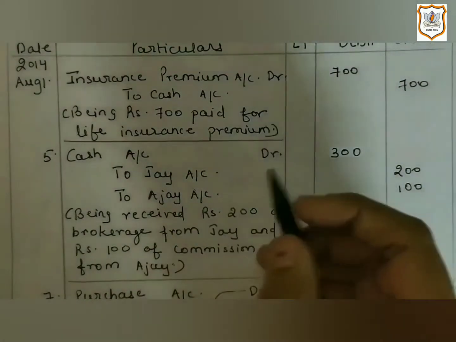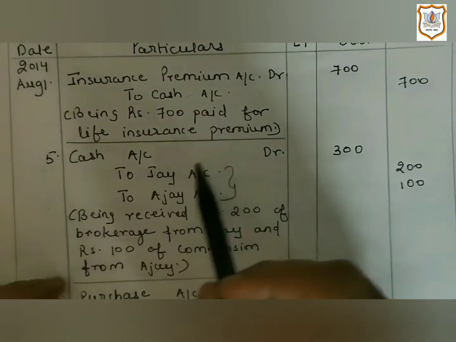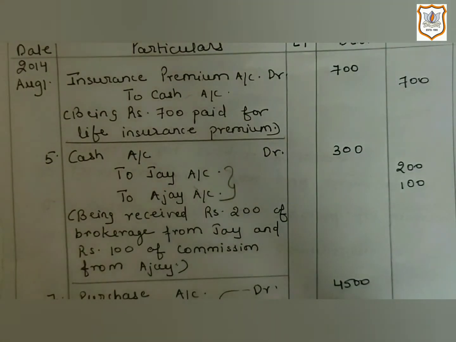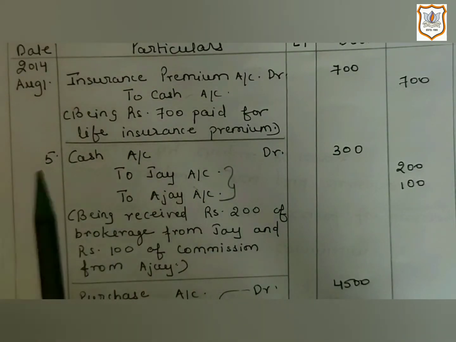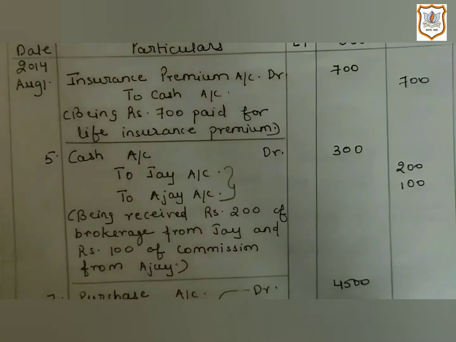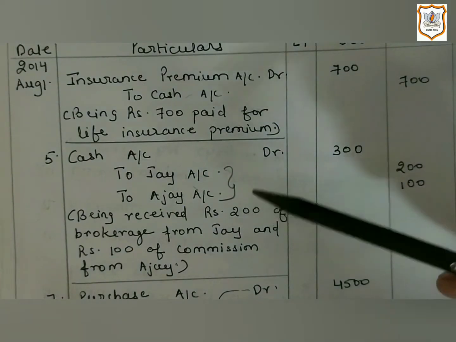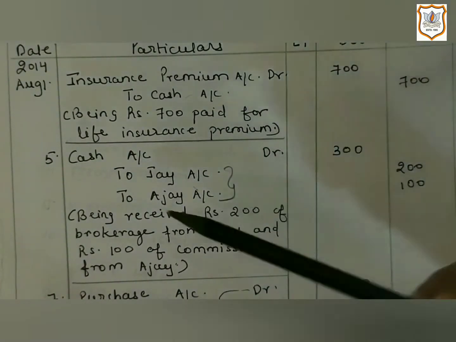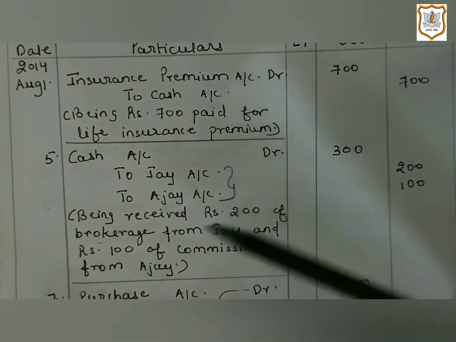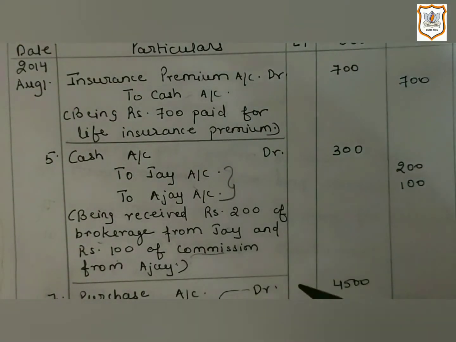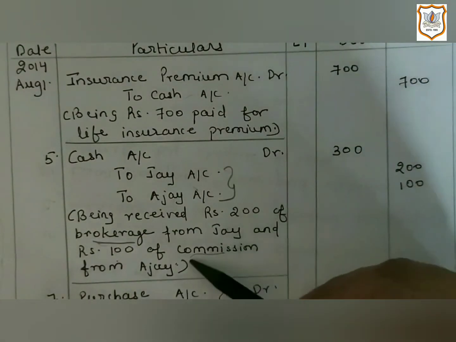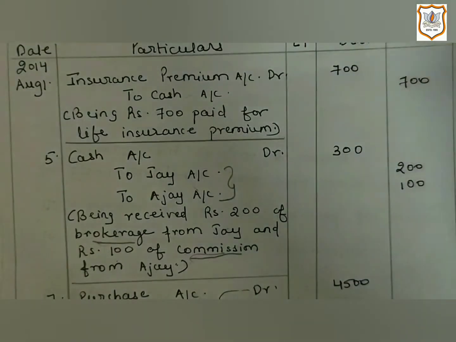So where is the mistake? The mistake is that J and Ajay's accounts should not have been credited. Cash account is debited, that is correct, as we are receiving cash. Rupees 300, cash is coming into the business. So this is okay. But J and Ajay's accounts should not have been credited. Why? Because here it is given that we are receiving rupees 200 of brokerage from J and rupees 100 of commission from Ajay. So brokerage received and commission received are income for the business.